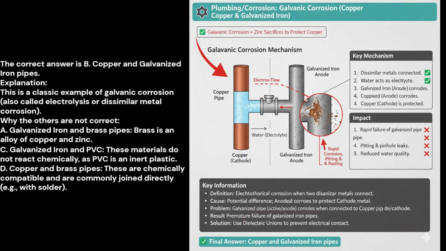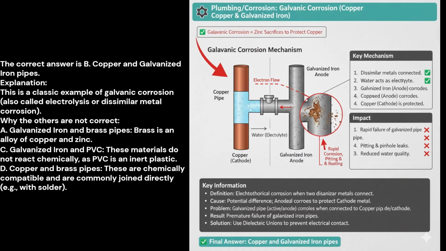Explanation. This is a classic example of galvanic corrosion, also called electrolysis or dissimilar metal corrosion. When copper, a more noble cathodic metal, and galvanized iron, zinc-coated steel, a more active anodic metal, are connected in the presence of an electrolyte, water, they form a galvanic cell. The galvanized iron, zinc steel, becomes the anode and corrodes sacrificially to protect the copper cathode. This leads to rapid deterioration, pitting, and rusting of the galvanized pipe, especially near the connection.